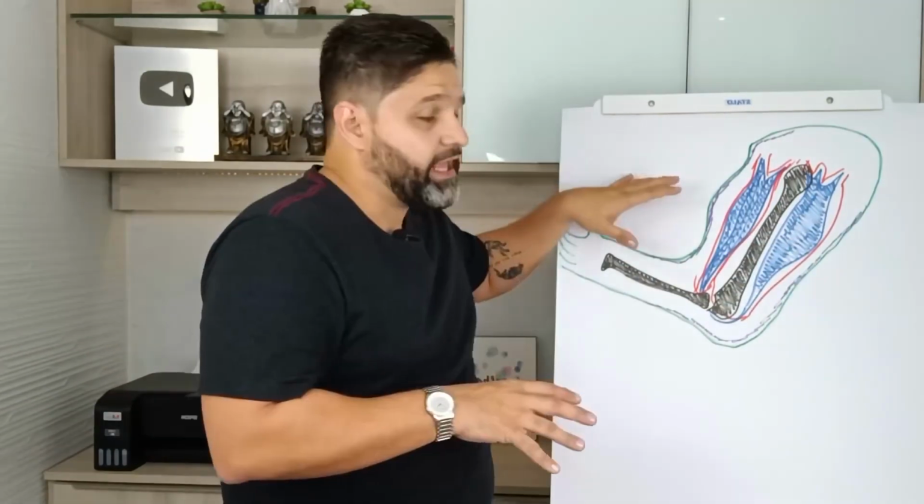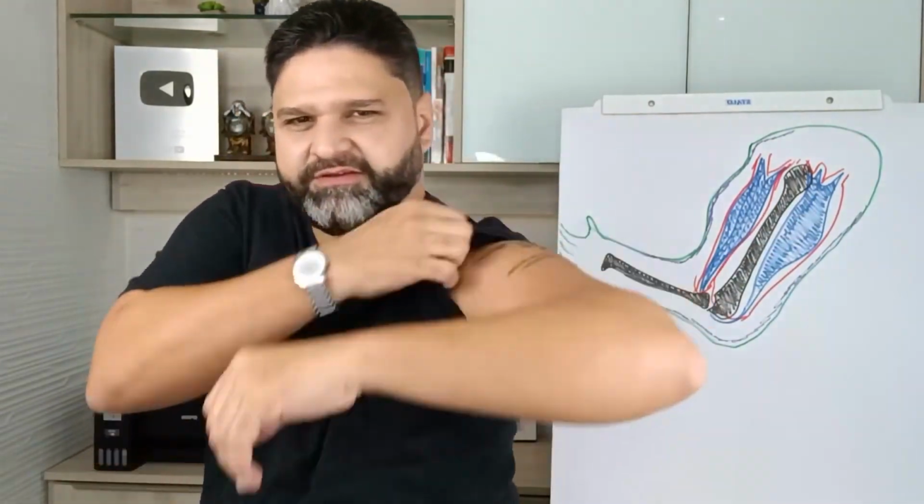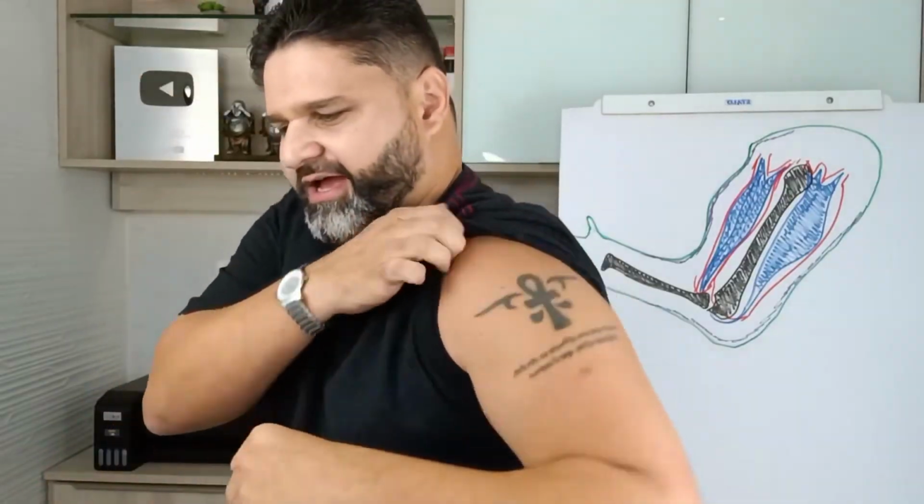All right? So the first way to work on this superficial fascia, I'm going to roll up my shirt sleeve again. Man, the king is all tattooed. How is that possible? Let's go. What are you going to do?